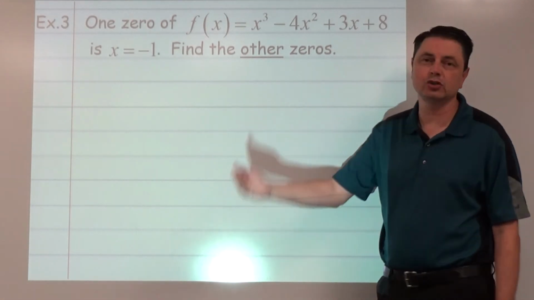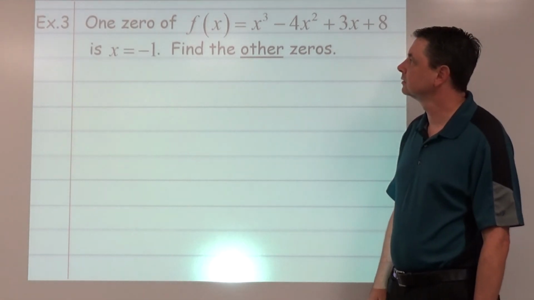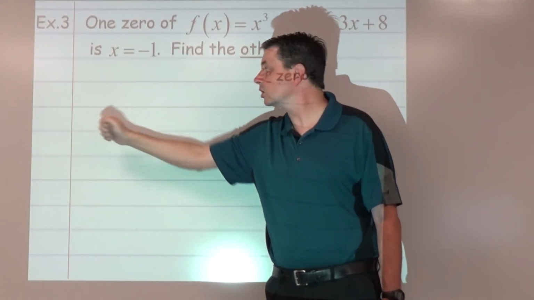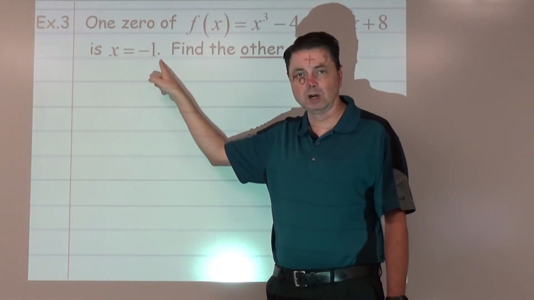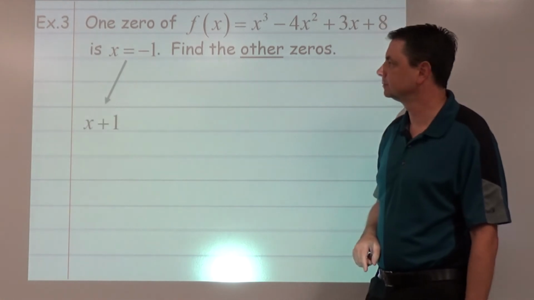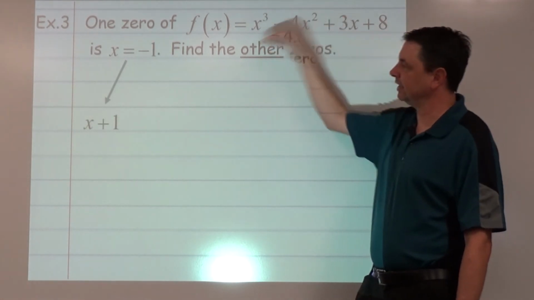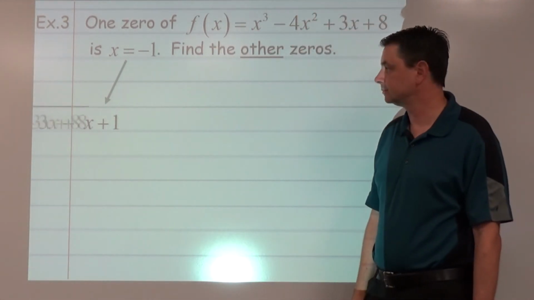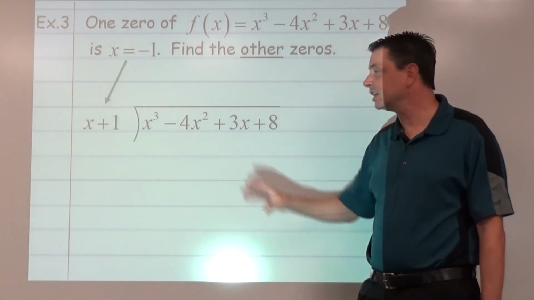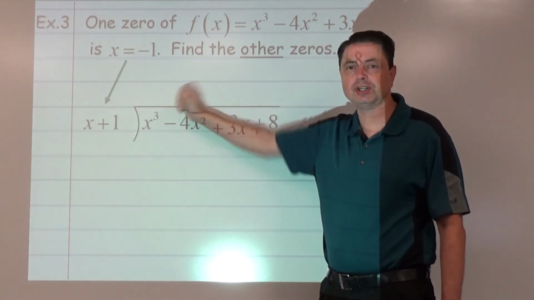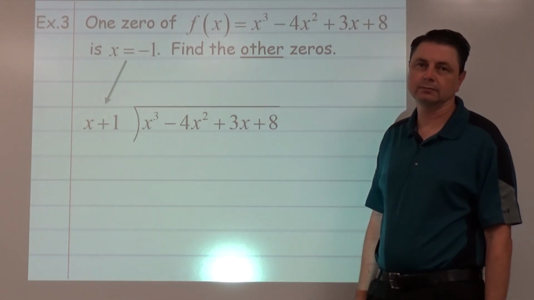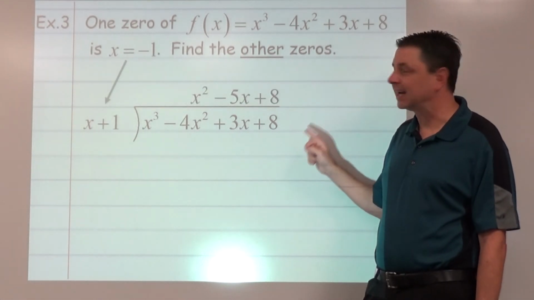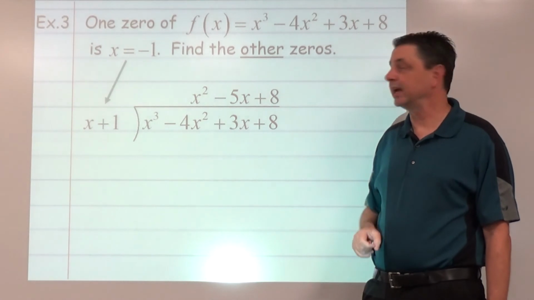Example number 3, let's do one more of these. So we're given a zero. Let's turn that into a factor, x minus negative 1, which becomes x plus 1. Let's divide it into our polynomial. Because it's a factor, it needs to divide it evenly. Once again, go ahead and pause here, do the division, make sure you get a 0 remainder. We should have gotten x squared minus 5x plus 8, 0 remainder.